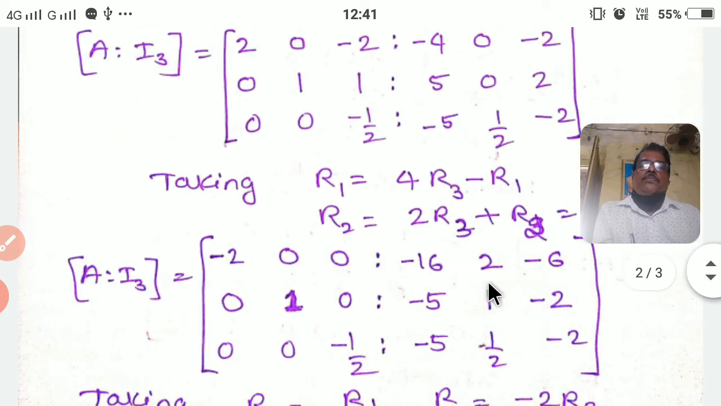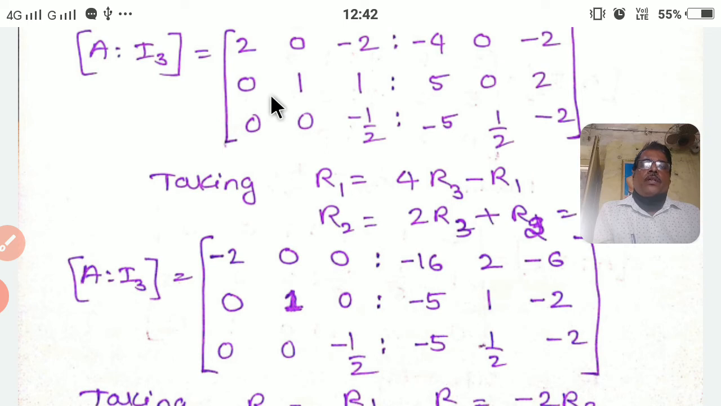Okay, next we carry out the operation R1 is equal to 4 R3 minus R1 and R2 is equal to 2 R3 plus R2. So here R1 is 4 R3 minus R1. Multiply this R3 with 4, then subtract R1. So 4 into 0 is 0, 0 minus 2 is minus 2, 4 into 0 is 0, 0 minus 0 is 0, 4 into minus 1 by 2 is minus 2, minus 2 plus 2 gives 0.